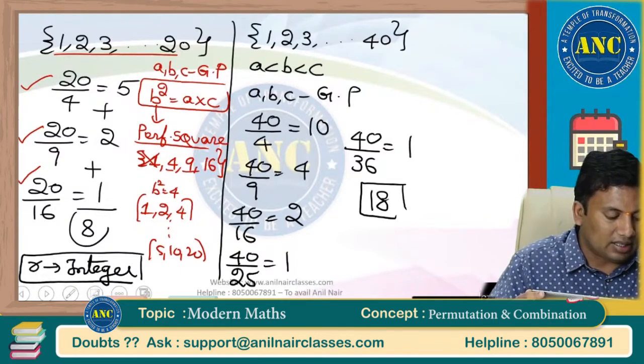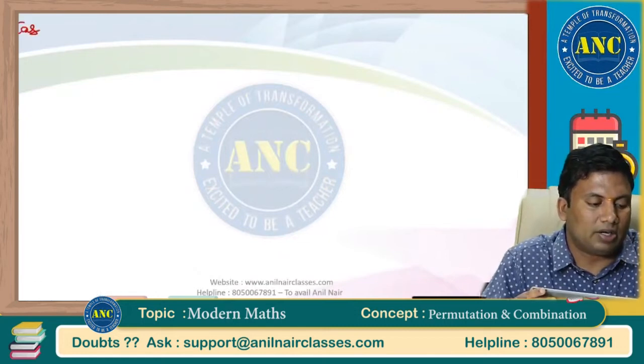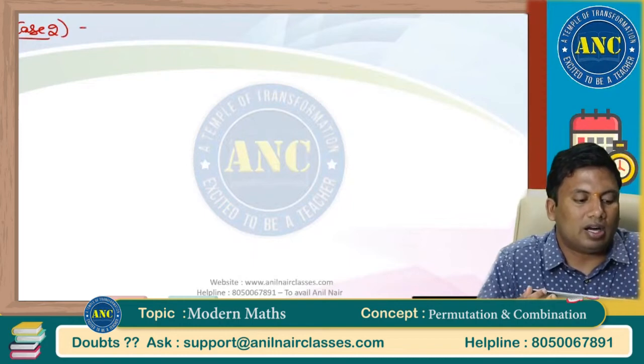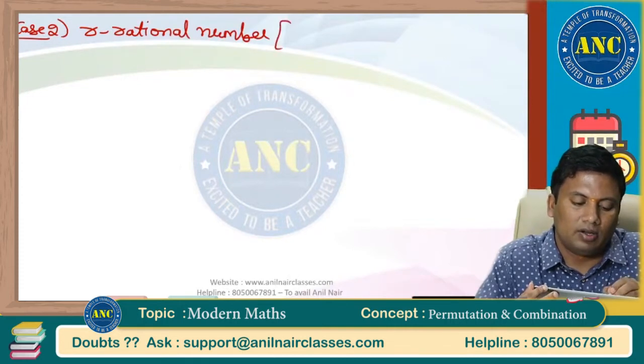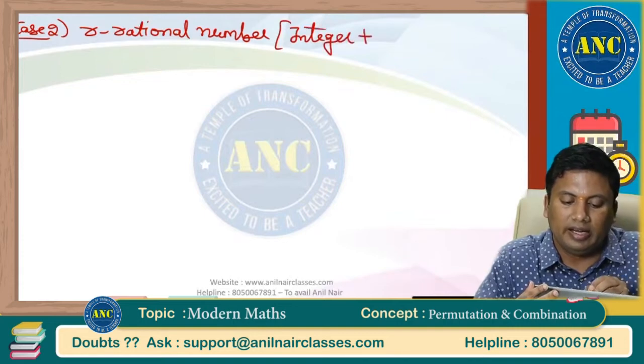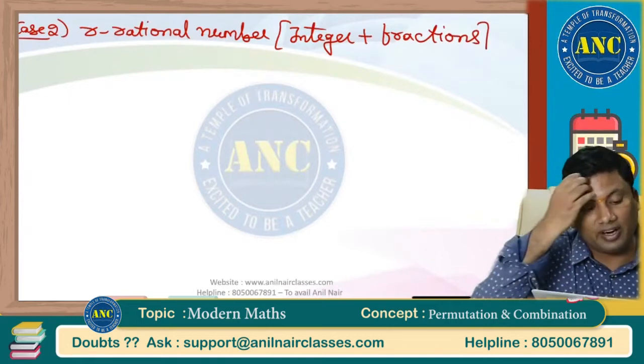Hey Anil sir, then what if it is a rational number? Case number 2. R is a rational number. If R is a rational number, it means it is a combination of integer plus fractions.